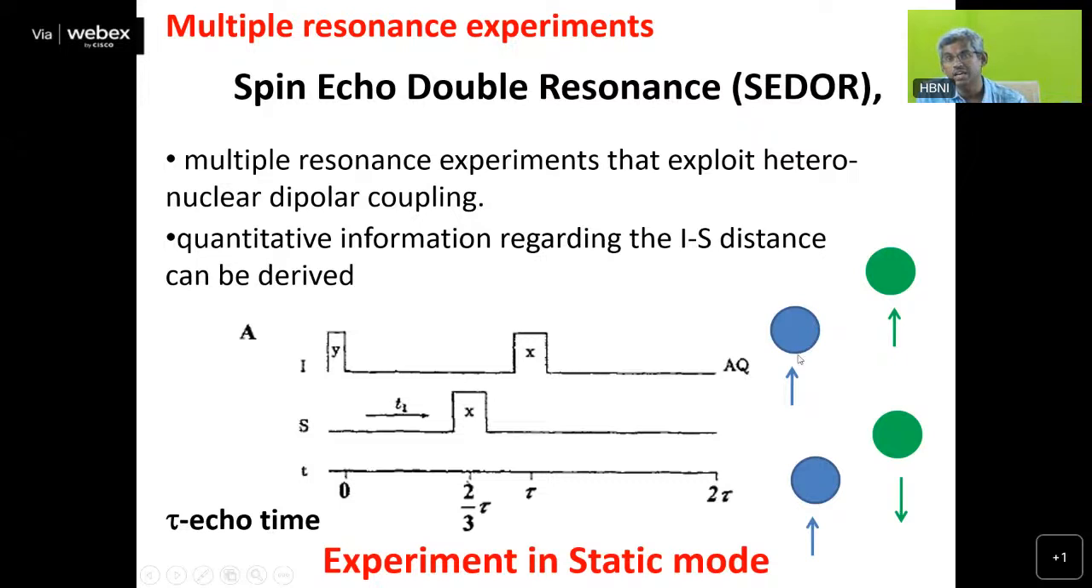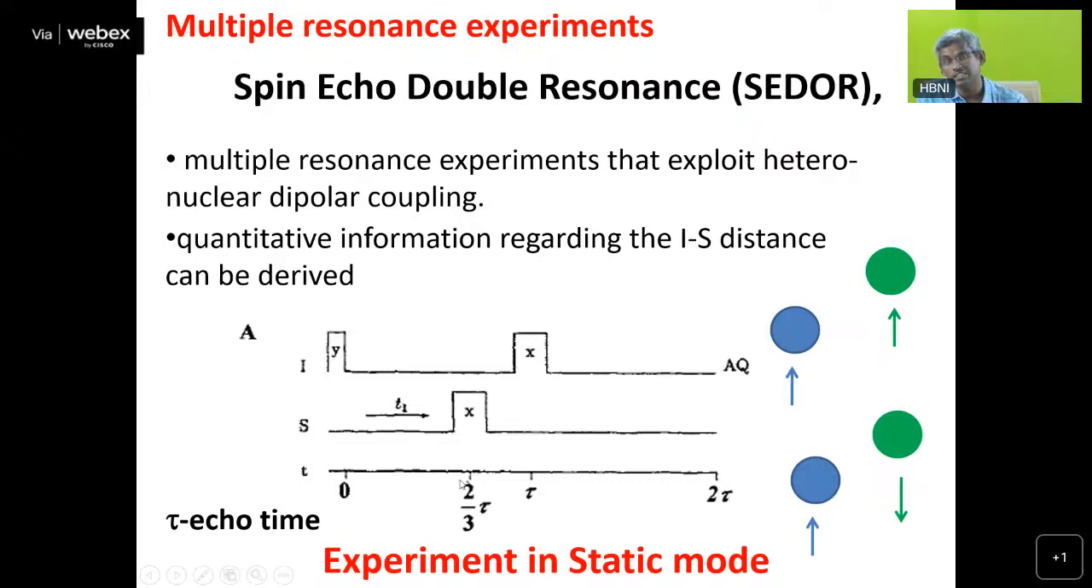Suppose you see the blue as I, and S is, let us say, green. Now, by applying a 180-degree pulse, you are changing the orientation of the vector. Correct? If you consider this as S and this as I, and you change the orientation, for example here, the green color, instead of aligning in a particular direction, you have changed the orientation. So due to this, the echo intensity which we see at acquisition, or AQ, gets affected. In other words, technically we say the echo intensity gets modulated because of the 180-degree pulse applied at the S nucleus channel.